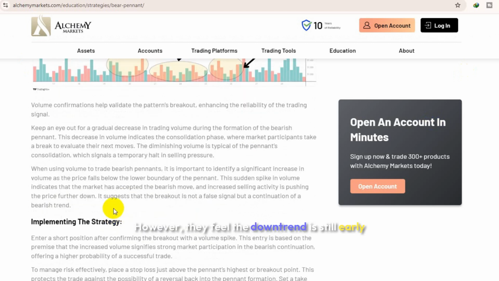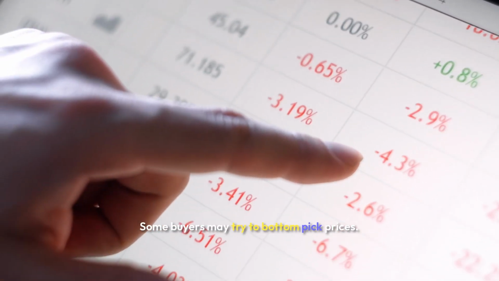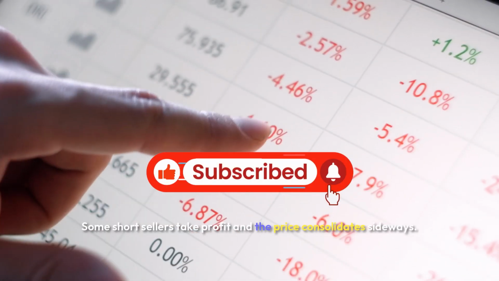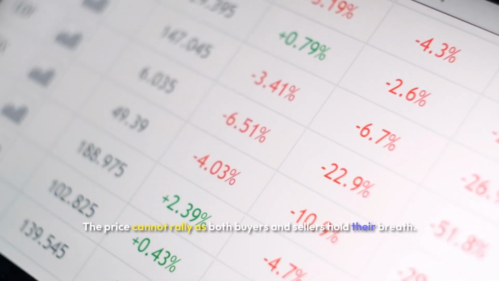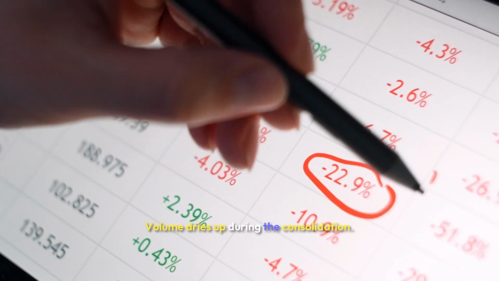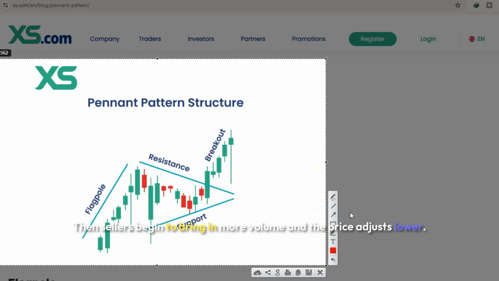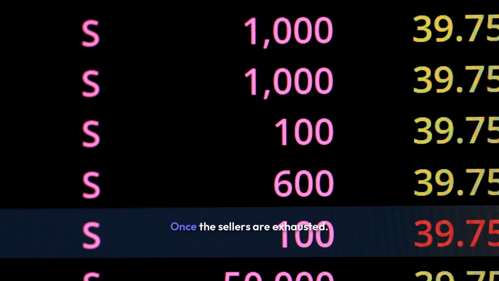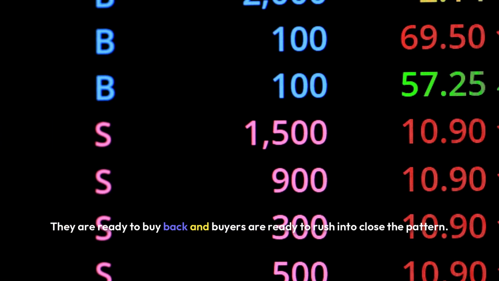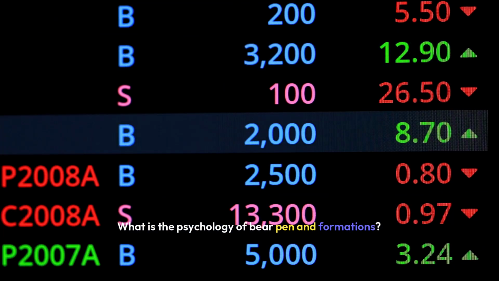However, they feel the downtrend is still early and don't want to close out their shorts. Some buyers may try to bottom pick prices, some short sellers take profit, and the price consolidates sideways. The price cannot rally as both buyers and sellers hold their breath. Volume dries up during the consolidation. Then, sellers begin to bring in more volume and the price adjusts lower. As the price moves lower, stop losses get hit, creating even more sellers and quickly pushing prices further down. Once the sellers are exhausted, they are ready to buy back, and buyers are ready to rush in to close the pattern.